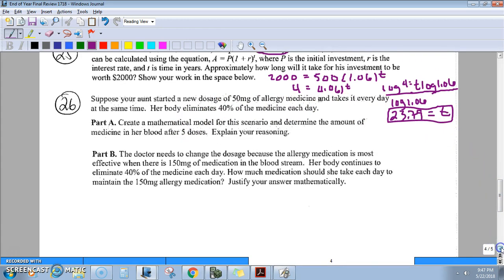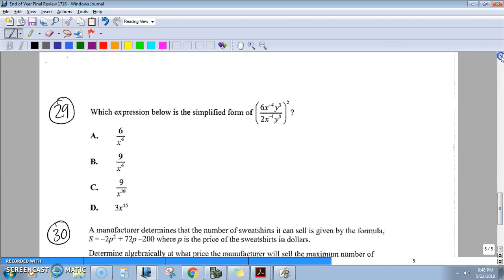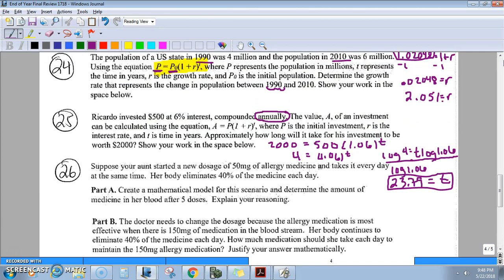Okay, what's next? 26. Is that the last one? Jeez, how many problems did I give you? So 26. Do I have time to start? Yeah, I'll start this. Why not?